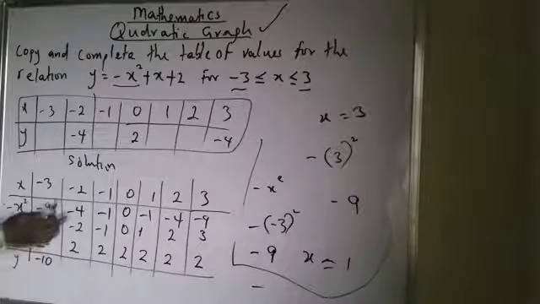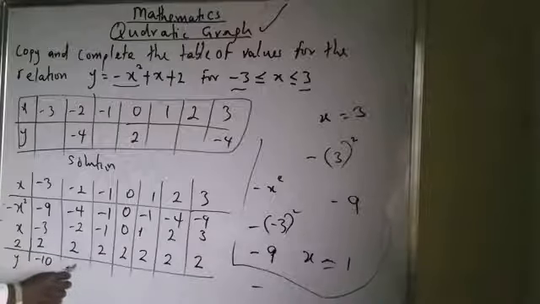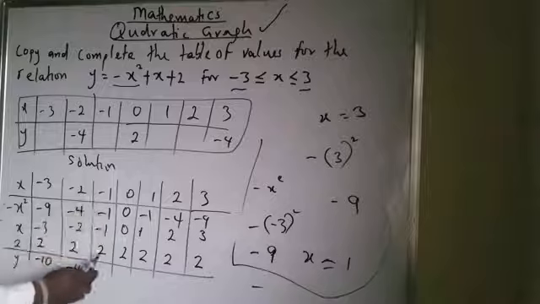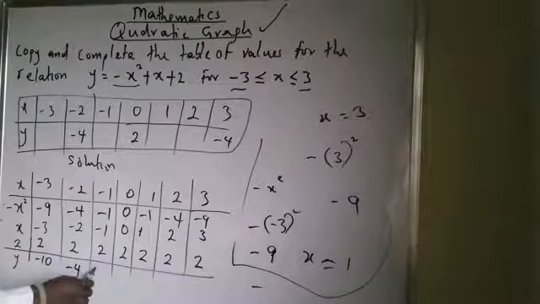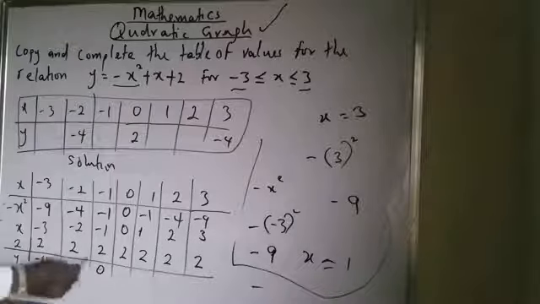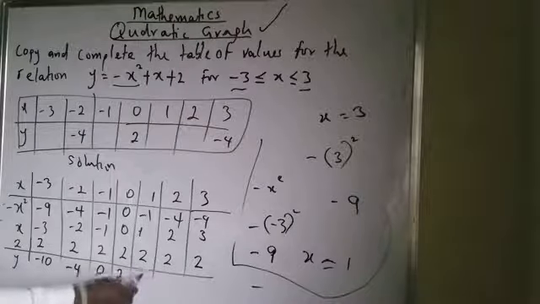Yes. Now, this one will be what? Minus 4. Hope you are not lost. No. Now, this one will be what? Minus what? Are you sure? It will be 0 now. 0. Now, what next will be what? 2. What next will be what?